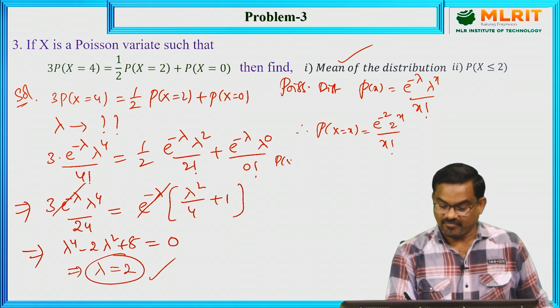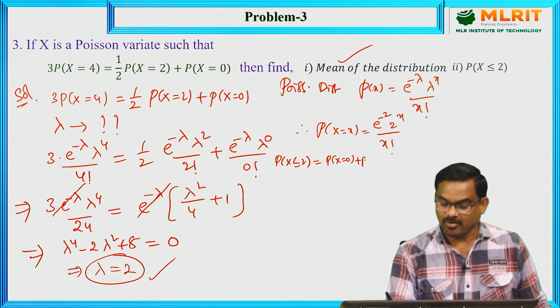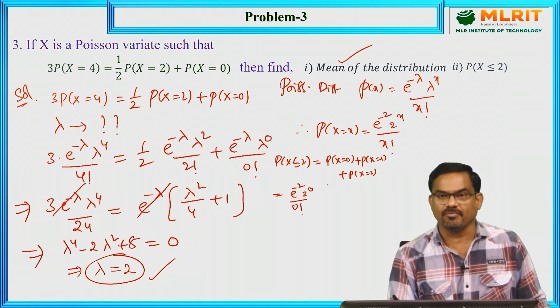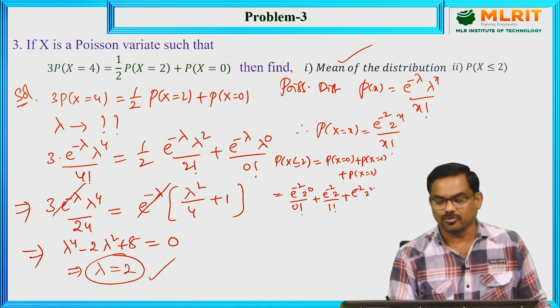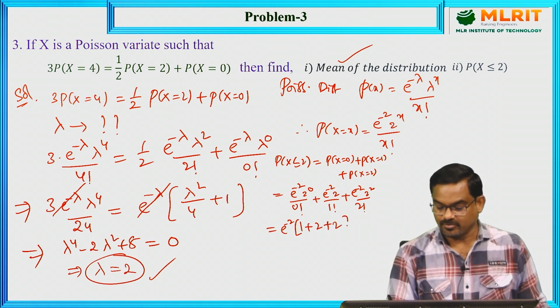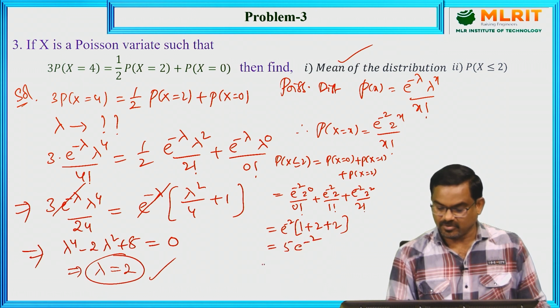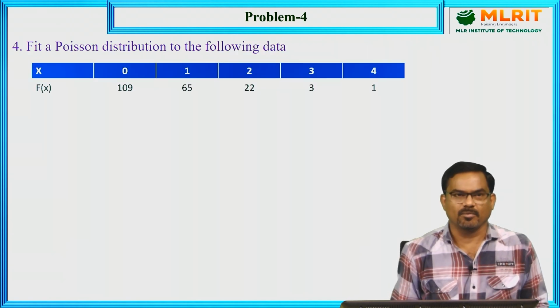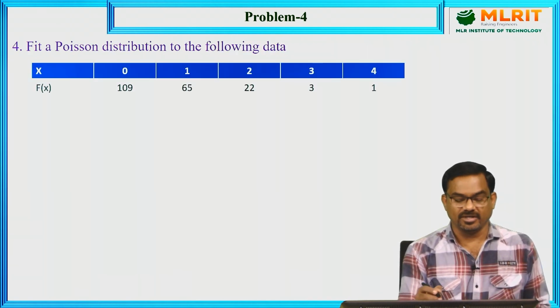So the probability of x less than or equal to 2 is probability of x equal to 0 plus probability of x equal to 1 plus probability of x equal to 2. Which is e power minus 2, 2 power 0 by 0 factorial, plus e power minus 2, 2 by 1 factorial, plus e power minus 2, 2 square by 2 factorial. So e power minus 2 is common, here we get 1 plus 2 plus 4 divided by 2. So this is 5 e power minus 2, and the answer is 0.498.